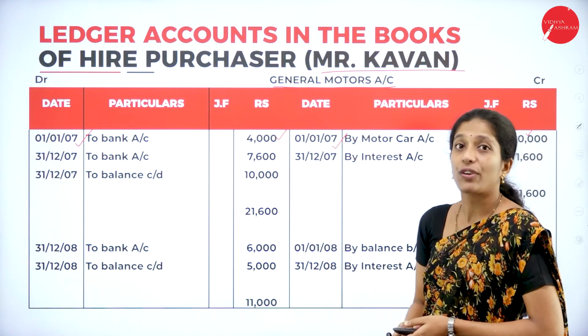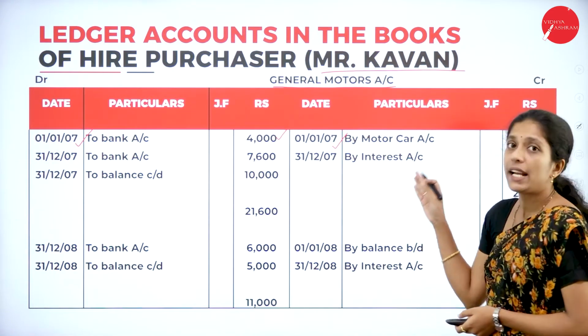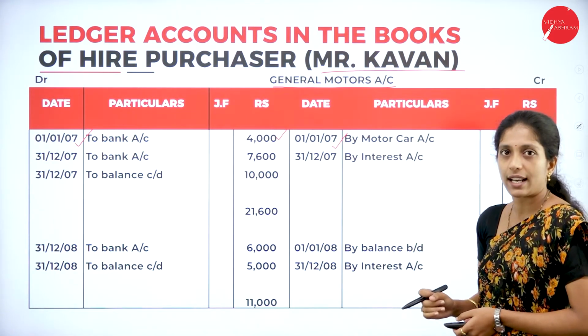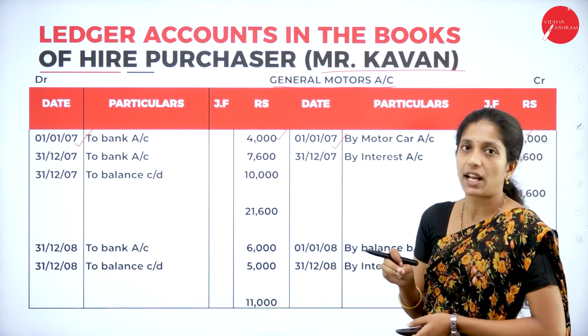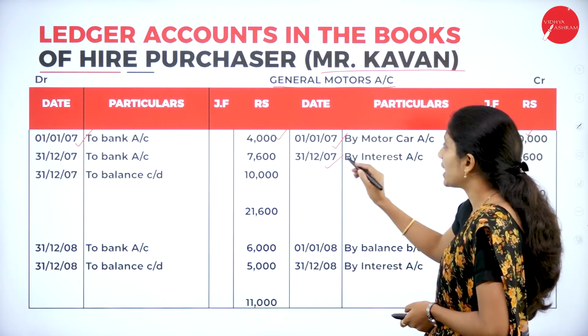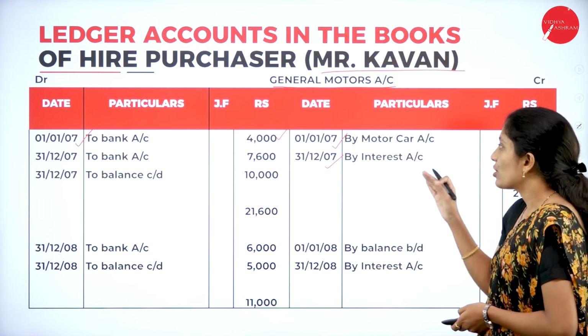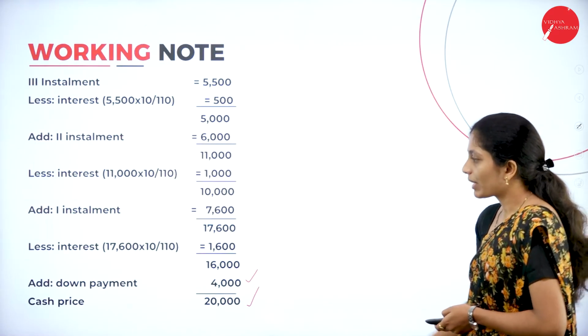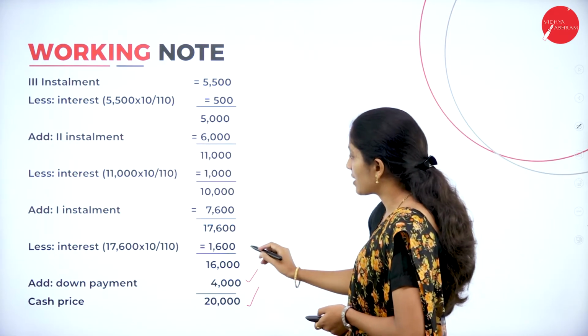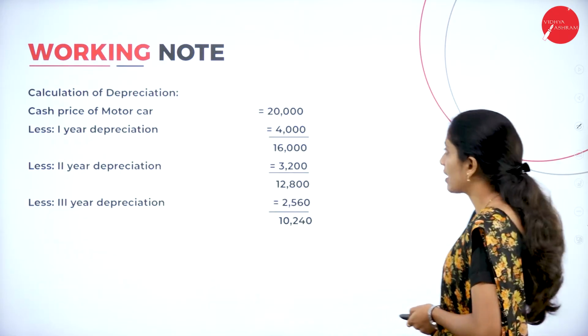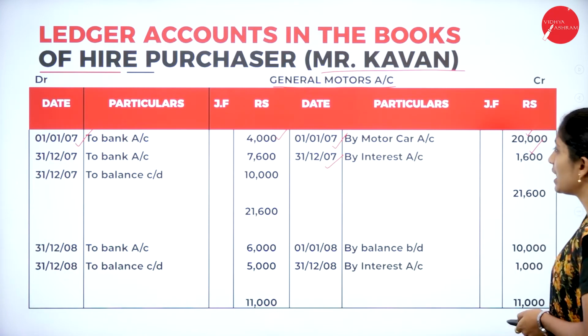And the third entry is for interest due. So what is the entry? Interest account debit to hire seller account. That is at the end of that particular financial year. So the end of the financial year is 31/12/2007, by interest account. So what is the interest for the first year? How much is it? 1,600. So write that amount 1,600.